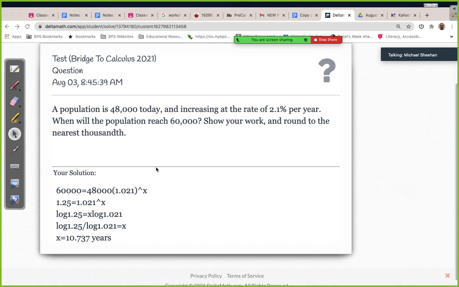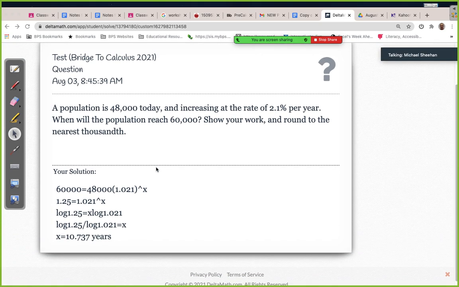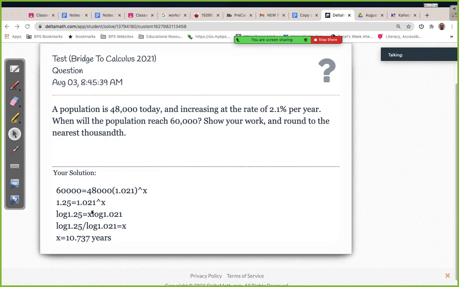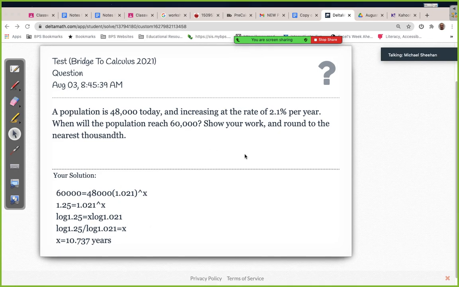All right. Questions on this one? But that's what I want to see. I want to see work. If it says show your work, I want to see the steps.